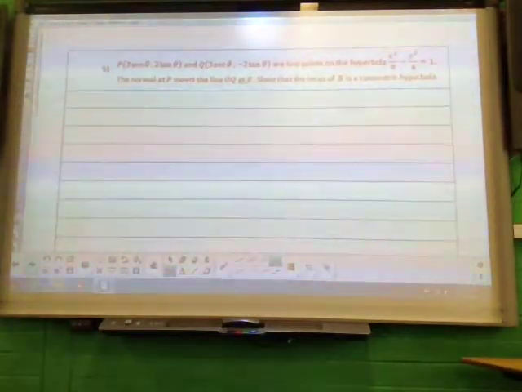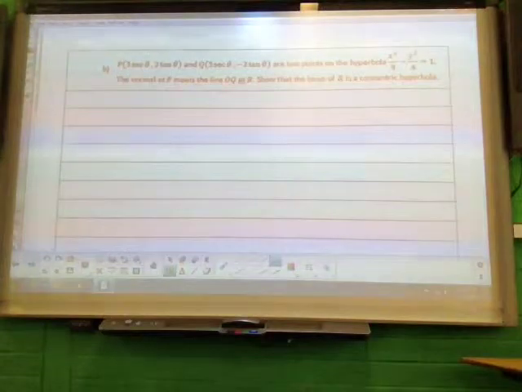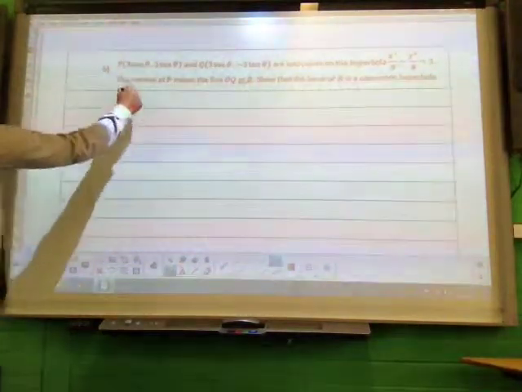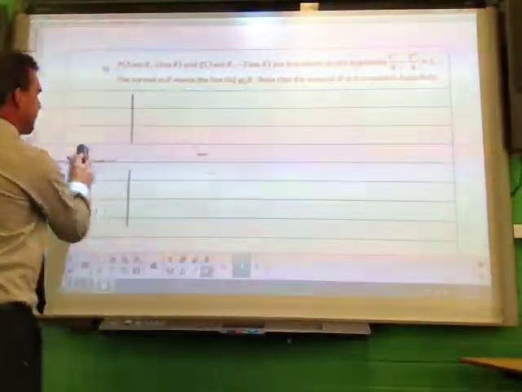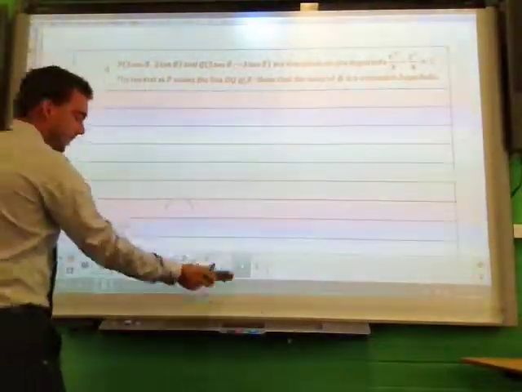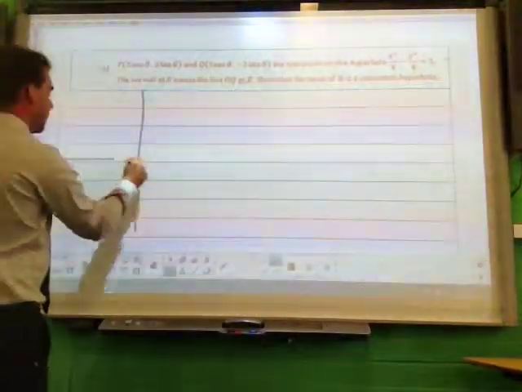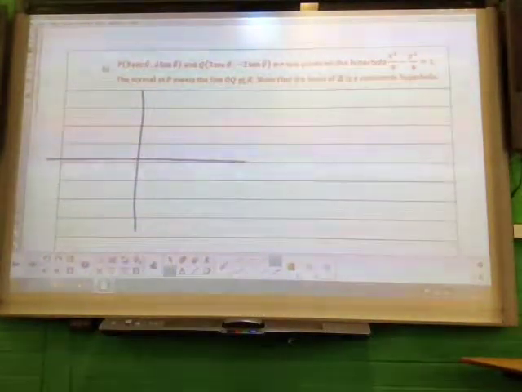Right, so what's the very first thing I need to do? The very first thing. Draw a diagram. Okay, always at least draw a diagram, to help you with the understanding of the question.